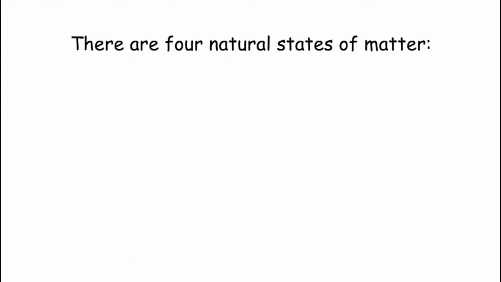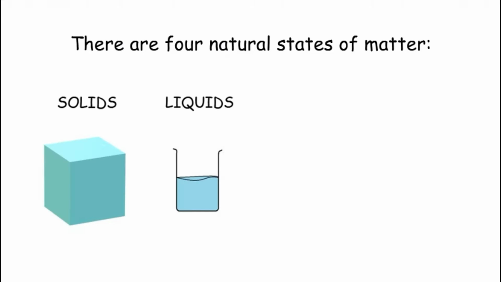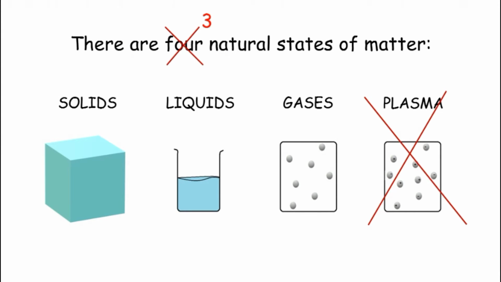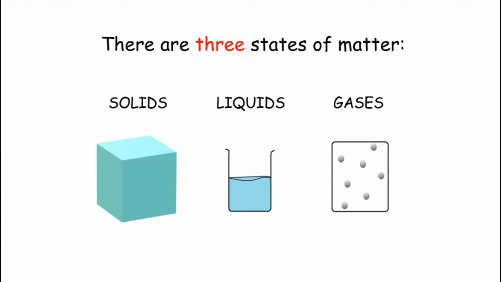So there are four natural states of matter: solids, liquids, gases, and plasma. For now, we only need to study three of these forms, which are solids, liquids, and gases. Now then, let's look at the particulate models of matter.